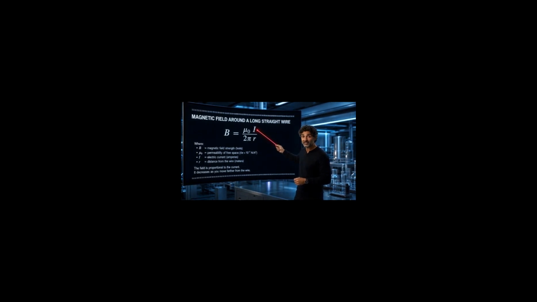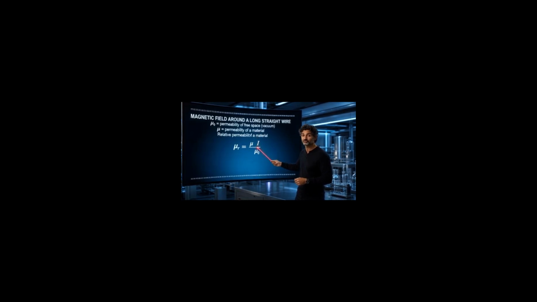The permeability of free space, mu naught, is the value in a vacuum. But different materials have different permeabilities. Iron, for example, has a permeability about 200 times higher than free space. That is why putting an iron core inside a coil creates a much stronger magnet. The material itself amplifies the magnetic field.